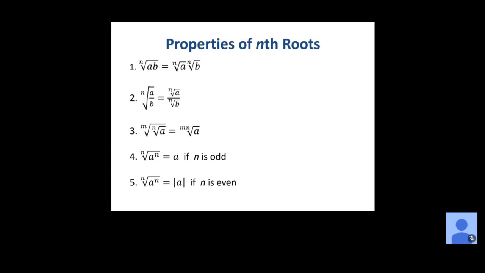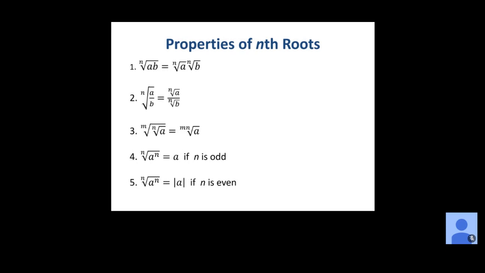If we have a root within a root, okay, so notice here we've got two different indexes, right, or indices. The mth root of the nth root of A, we can actually combine those into a single radical, and we're just going to multiply the two indices together, right? So the m and the n get multiplied together, and we write that as a single root at that point.